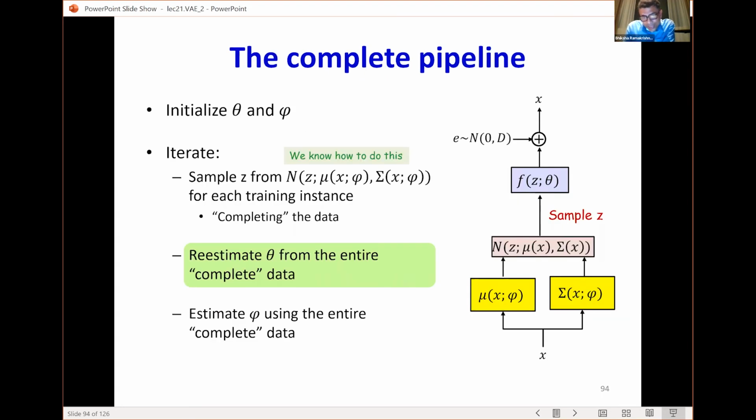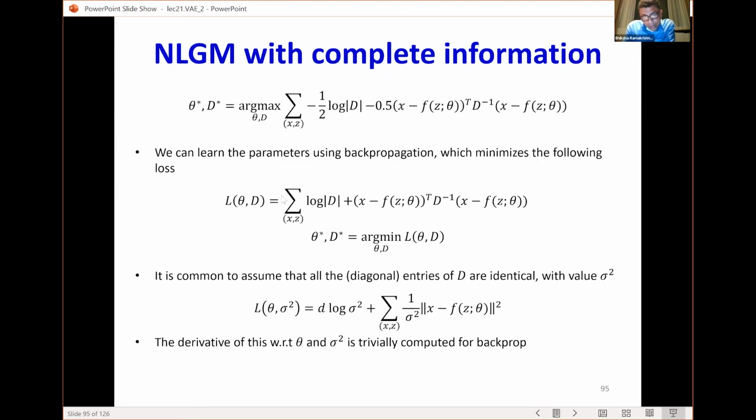If I give you x and z, we already saw that we can write out a loss function that is now a function of theta, which you can optimize with respect to the parameters theta as well as the covariance of the noise. Typically, we assume that the noise is a diagonal matrix where all diagonal components are identical and equal to sigma squared. So this loss function can be minimized with respect to the variance of the noise and the parameters theta once I have the z. So is this making sense? Yes, no?